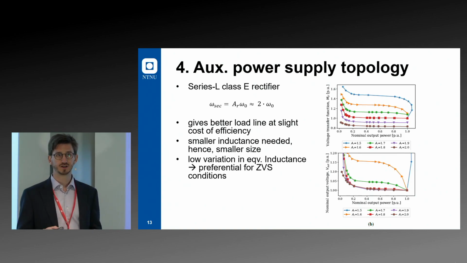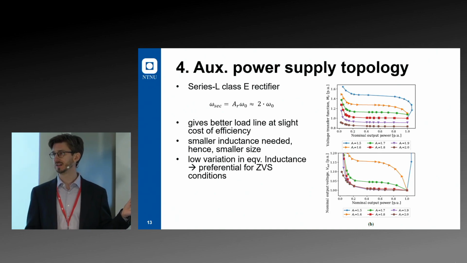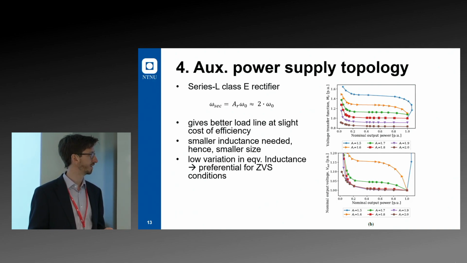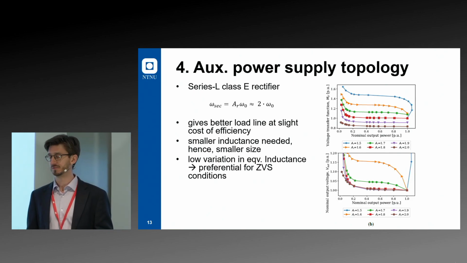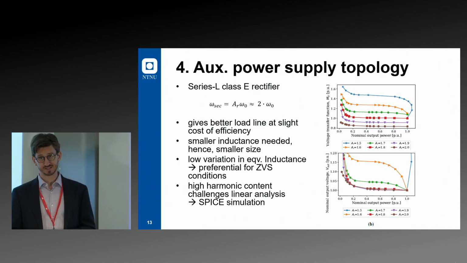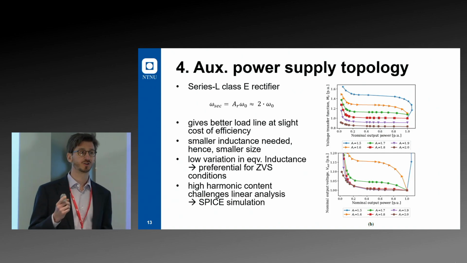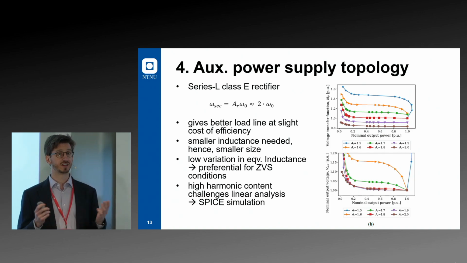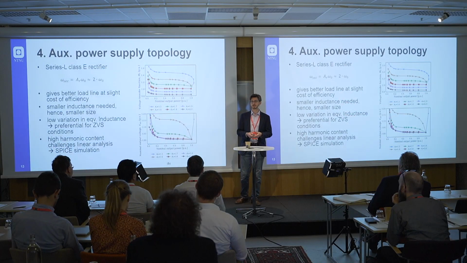I'm not going to go into the other details, but you can also show that there's lower variation in the reactive component of the operation of this rectifier. So this is preferential, as we said, for the soft switching operation of the converter. But now we have a tuned second harmonic. So we have a lot of circulating currents with higher harmonic numbers. Linear analysis sort of goes out the window, and we have to use more time-consuming SPICE simulations to evaluate the converter. So we have to address that when we're doing the optimization.